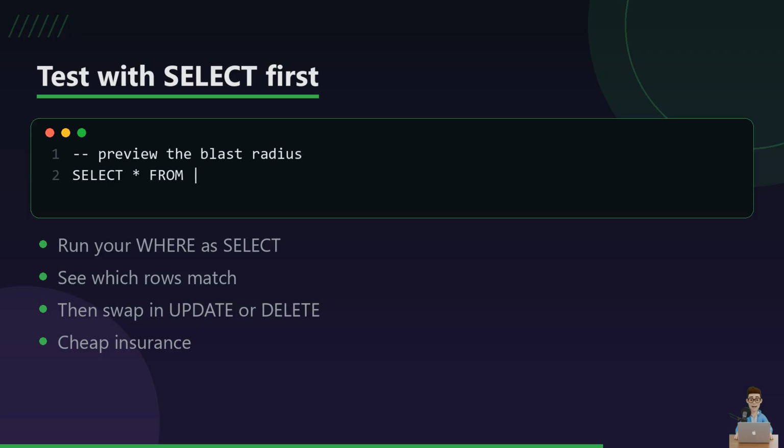Here's the habit that saves careers. Before you UPDATE or DELETE, take your exact WHERE clause and run it as a SELECT star first, so you can literally see which rows will be affected. If 2 rows come back, 2 rows change. It costs you 5 seconds and it has never once let me down.